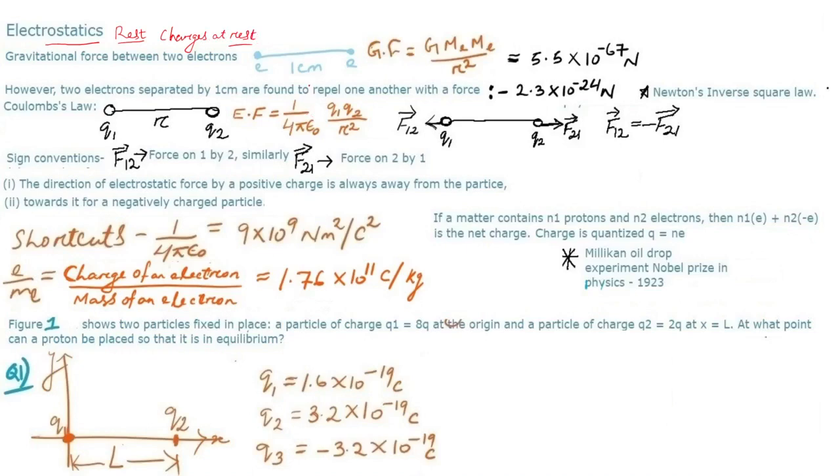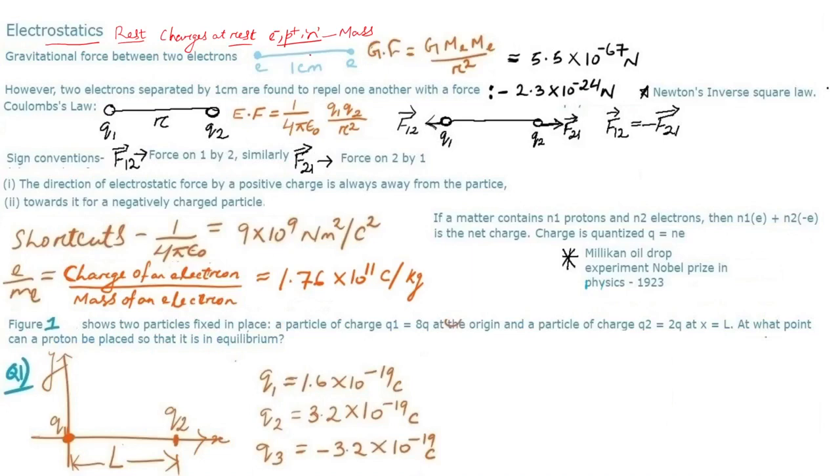Okay? So we know basically matter is composed of elementary particles called electrons, protons, neutrons. Neutrons are chargeless particles, but electrons are negatively charged particles and protons are positively charged particles. And each elementary particle contains some mass.